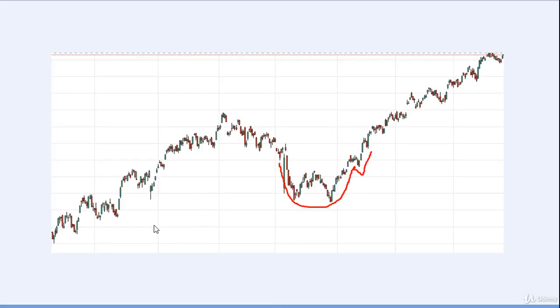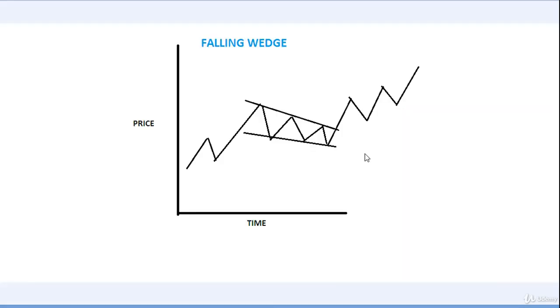This is the example of a cup and handle pattern. The trend is uptrend and for some time prices are going in consolidation phase. The sell-off has taken place here, forming a cup-like shape. This is the cup-like shape, and then we get a handle here. The handle usually makes the shape of a falling wedge, and when we get a breakout on this handle with a heavy volume, we can make our buying position here. Falling wedge is a continuation pattern and is a bullish pattern.